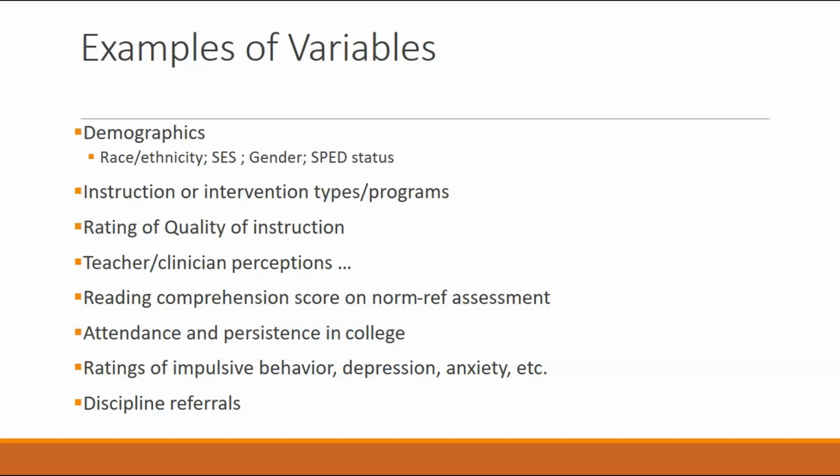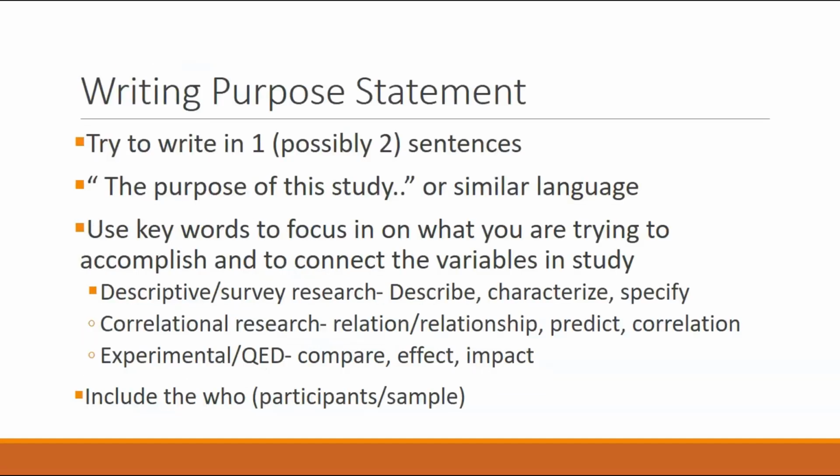Attendance, remaining in college can be a variable. All of these are examples of things that can be a variable because they can be measured, and across the sample that you measure, there's going to be different scores, quote unquote, ratings, values for these particular variables. And it's really important, why am I talking about variables even though we're not covering them until next week, is it's really important that your purpose statement clearly identifies the variables of interest in your study for the reader.